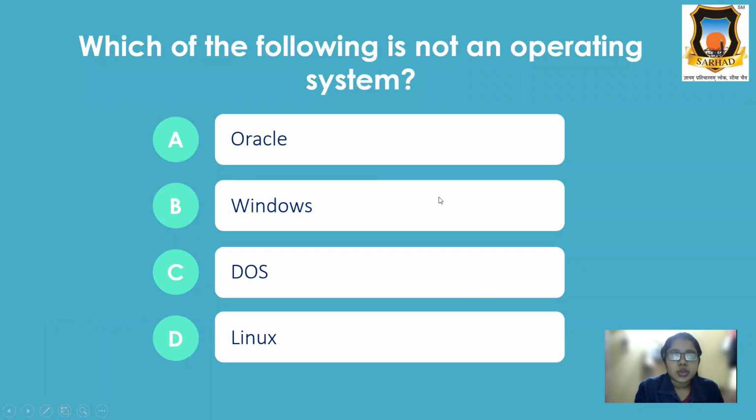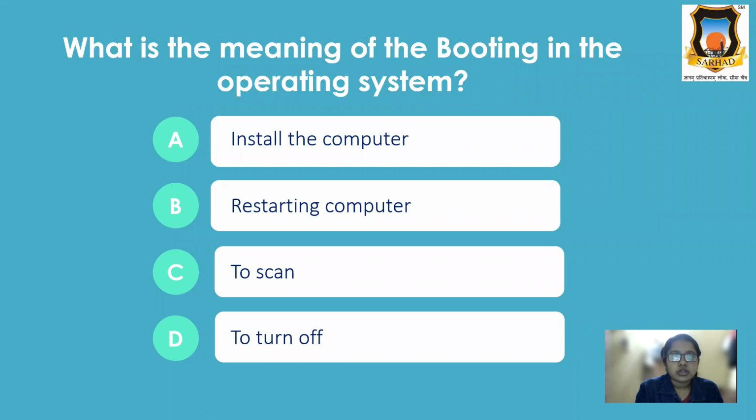So the first MCQ, which of the following is not an operating system? Option A, Oracle, option B, Windows, option C, DOS, option D, Linux. And the answer is option A, Oracle. Moving to the next question.